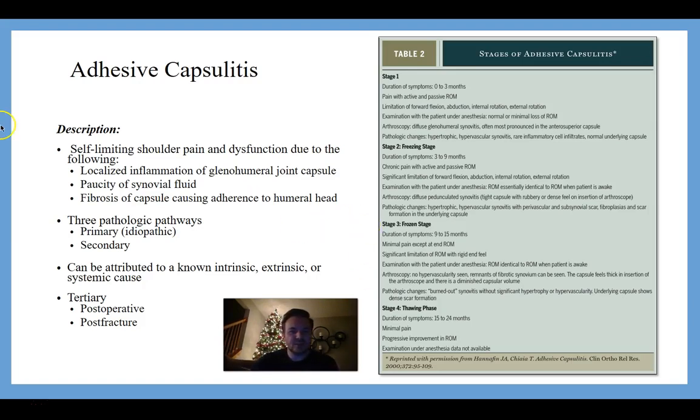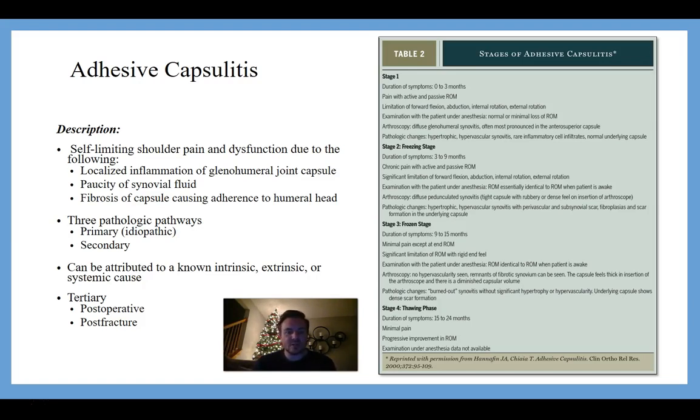But this is a self-limiting shoulder pain and dysfunction due to what we think might be localized inflammation of the glenohumeral joint capsule, or irritation of the synovial fluid, or fibrosis of the capsule causing adherence to the humeral head. And so your joint capsule gets really, really stiff. You have no capsular mobility, so then you can't move your arm.